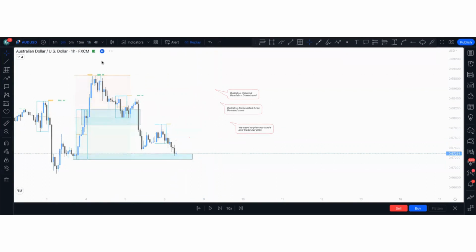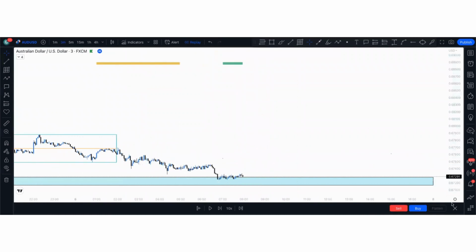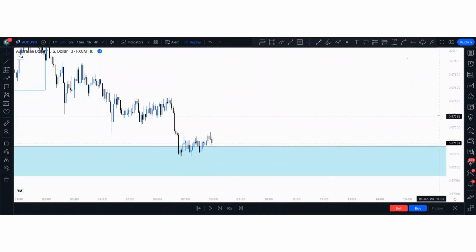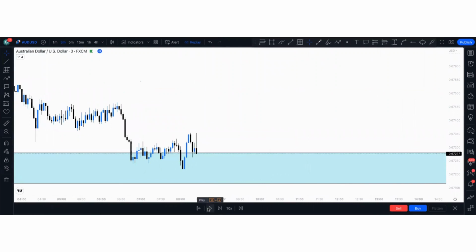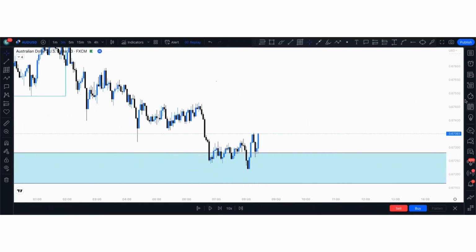So going down to 3 minutes, let us see if we see some kind of confirmation in this trade. Okay, so as you can see, guys, let us see.